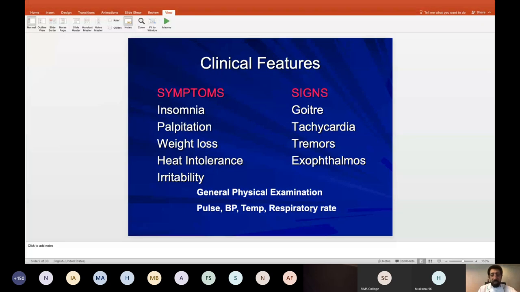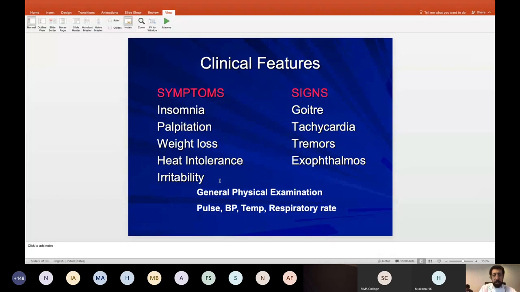Sorry. So that is how the clinical features would look. But since you are at home and will not have much opportunity to come to the wards and see these patients, I'll show you some pictures of how a goiter would look, how a diffuse toxic goiter would look, how a toxic multinodular goiter would look, and how a toxic adenoma would look.